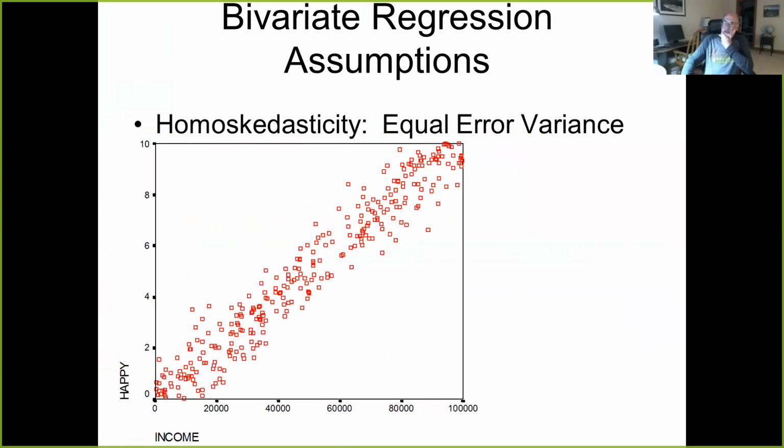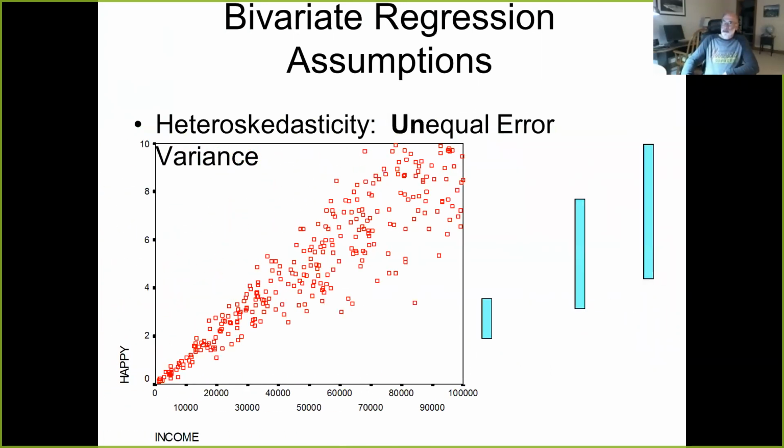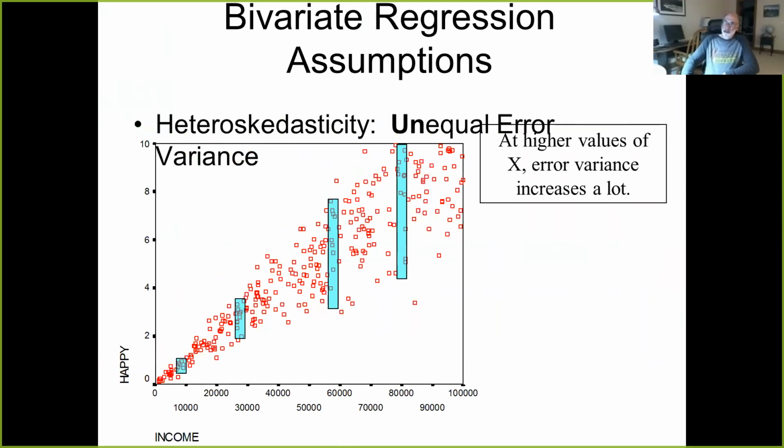So here's a picture again. Take different slices, different values of X, and look at the errors to see if they are approximately equal. These look pretty good, because if you look within those blue segments, things are roughly spread out in similar ways. Here's an example that does not look good. As you look in the blue slices, there are pretty small errors at low values of X. As income goes up, the errors get larger.